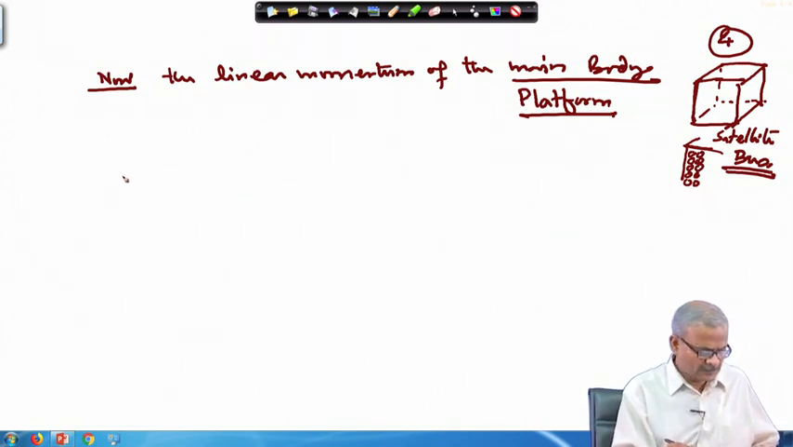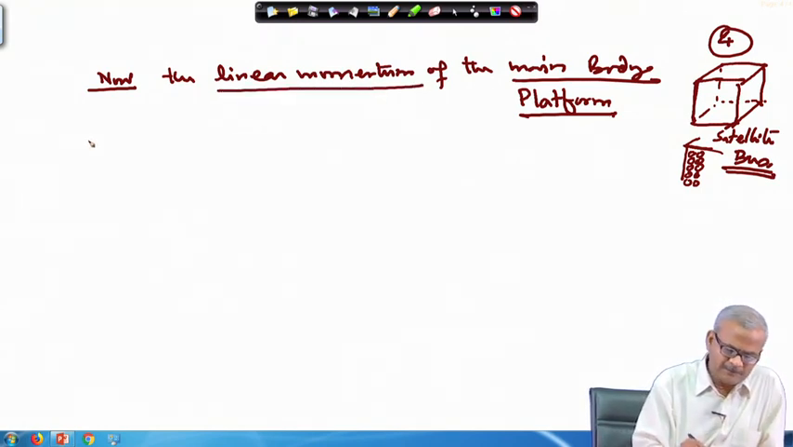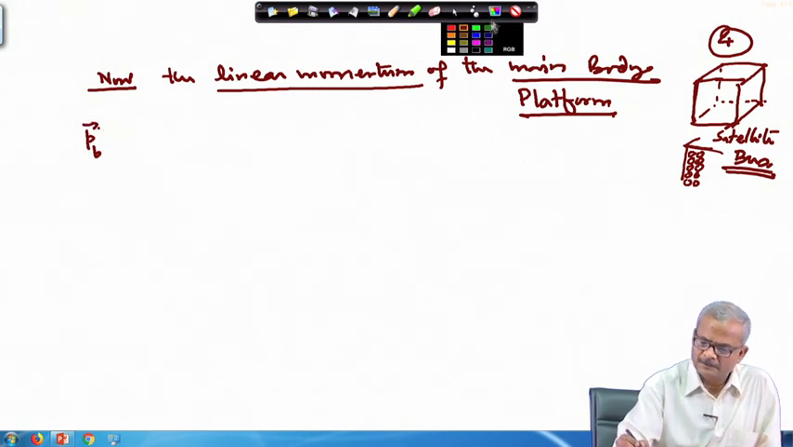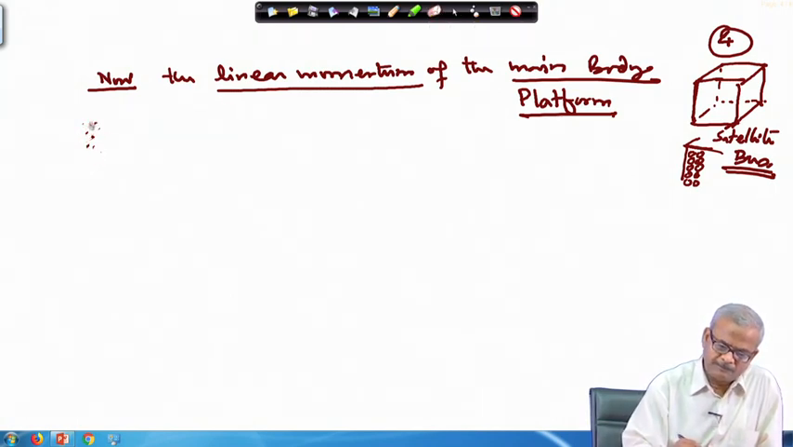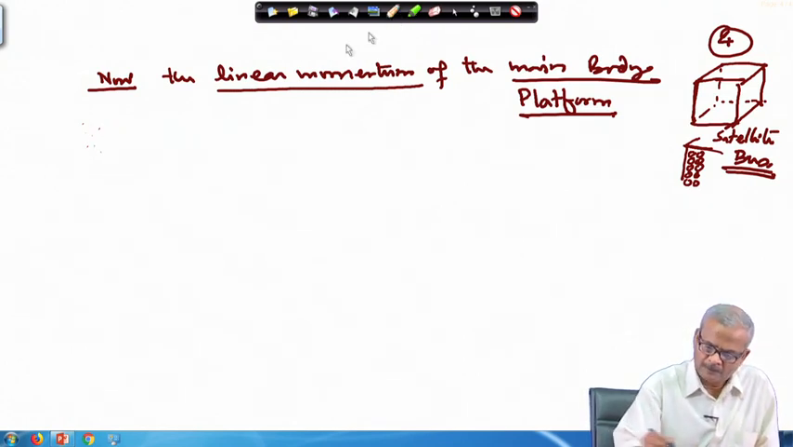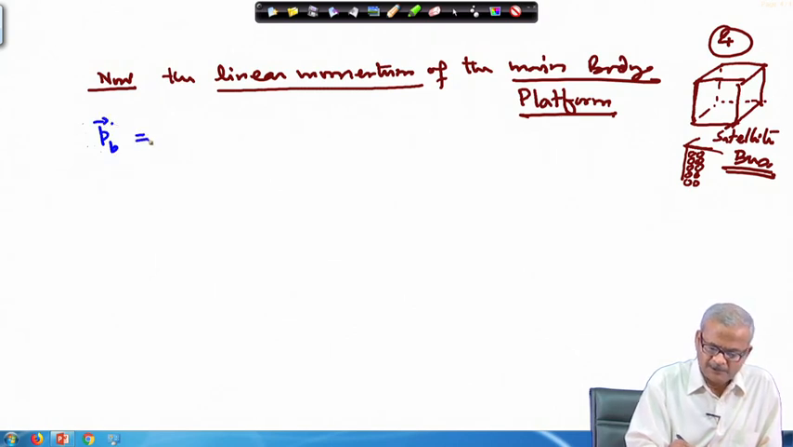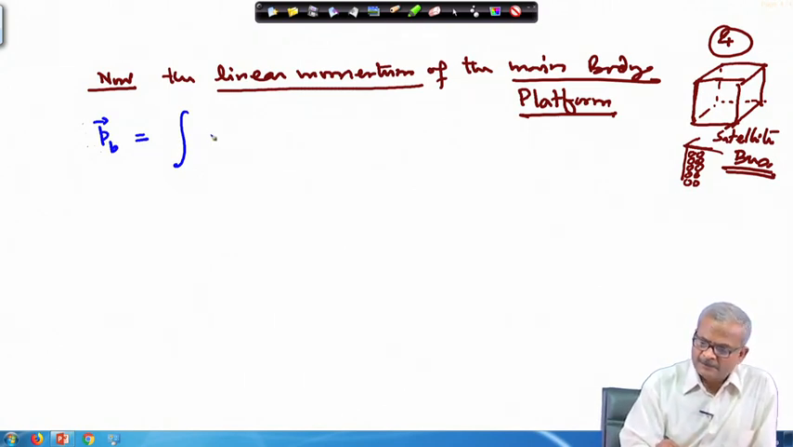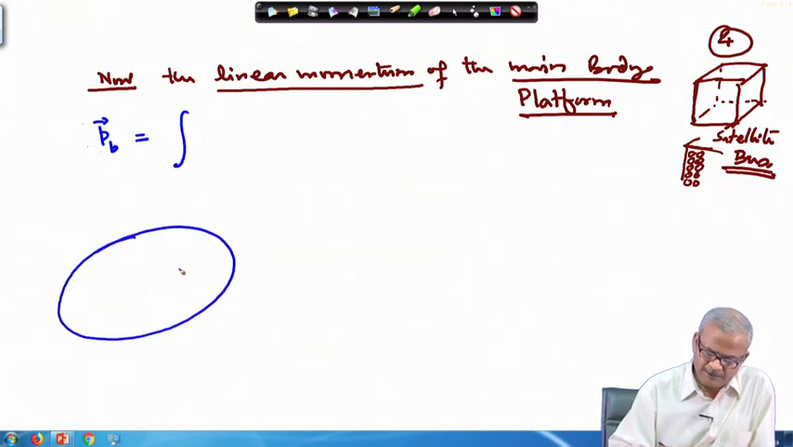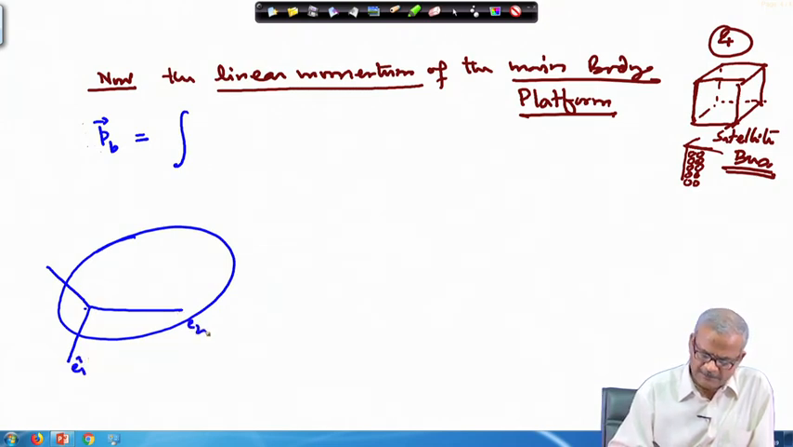So, for calculating the linear momentum of the main body, which we will write as P B. So, P B will be equal to... linear momentum is mass times velocity. So, the velocity of any point, so this is your main body, and inside that there is a wheel. That wheel you just remove. This is your point O, and already we have derived this also. This is E1, E2 and E3, these are the three body axes. This point we have taken as O.